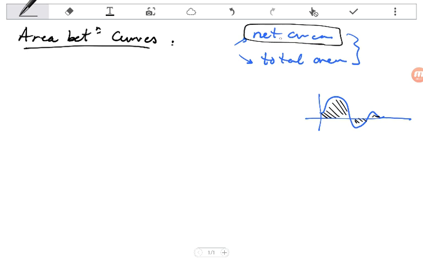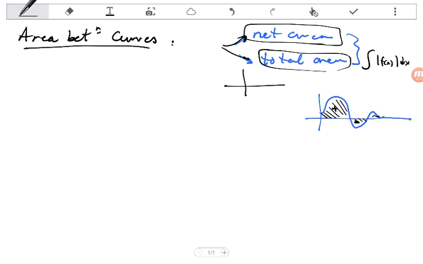When we are talking about the net area, we just take each of these areas with its sign. But when we are talking about the total area, what do we do here? We make any negative area positive. That's why we said that the total area is just the integral of the absolute value of the function, which makes all the function above the x-axis.